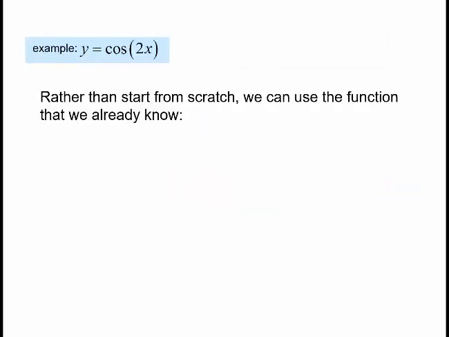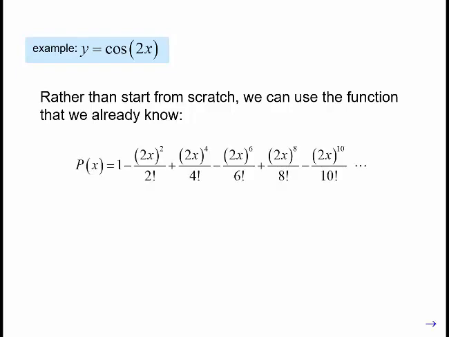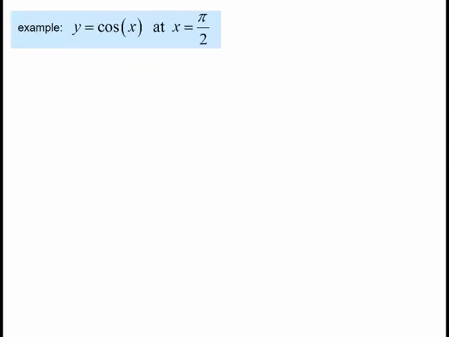Let's do another one. So rather than start from scratch, we can use the function that we already know here, like this. So instead of x, we just plug in now 2x. A little bit of a cheat here. And let's do this one. Let's do another one. Y is equal to cosine of x. And let's look at x is equal to pi over 2.